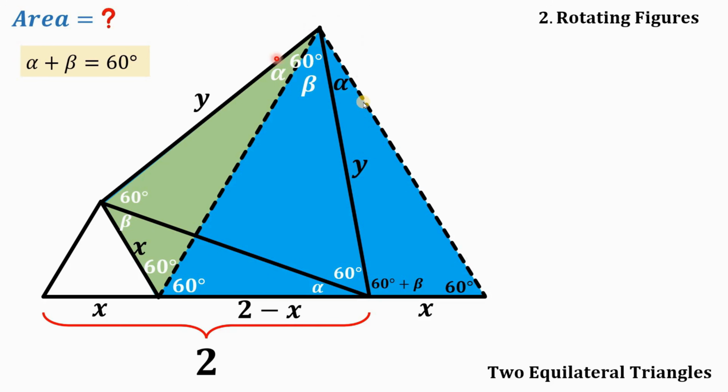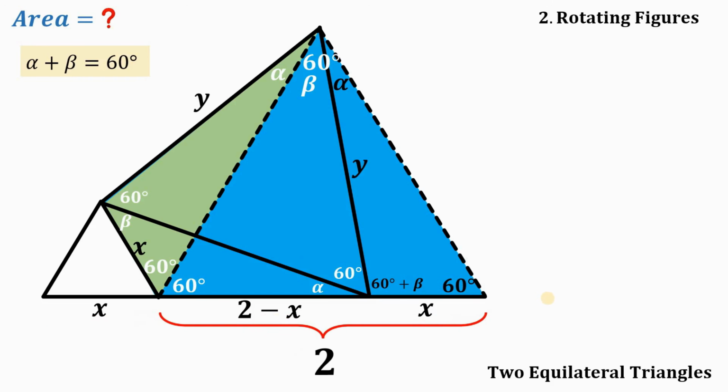Now, also notice that the base angle is simply equal to 60 degrees. In short, the angle on the top must be equal to 60 degrees also. In short, we have here an equilateral triangle. Now, what is the side of this equilateral triangle? This is just 2 minus x plus x, or simply equal to 2 units.